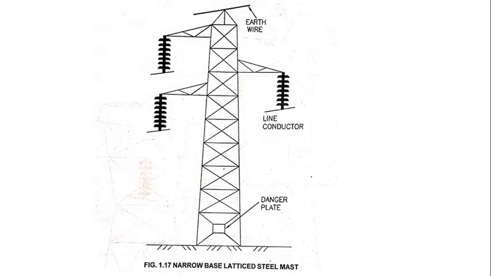Here is the figure of that pole. This is the narrow base lattice steel tower. Over here we have one cross arm, this is the second cross arm, and this is the third cross arm. These are the suspension type insulators, and over here we are going to connect our line conductors. And on the top of that transmission tower, the earth wire is run, which is going to protect us against the lightning strokes.